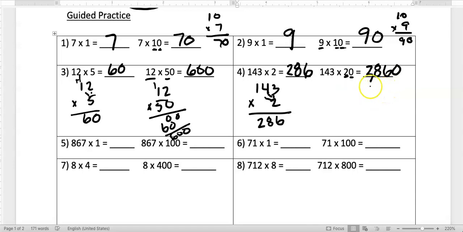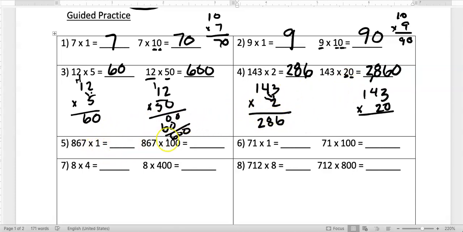That's a lot easier than me having to set up the problem like this. So you want to try to save yourself some time as long as you know your math facts and as long as you know to just multiply this first number by that first digit and add those zeros, you're good to go and you're able to move a lot quicker.